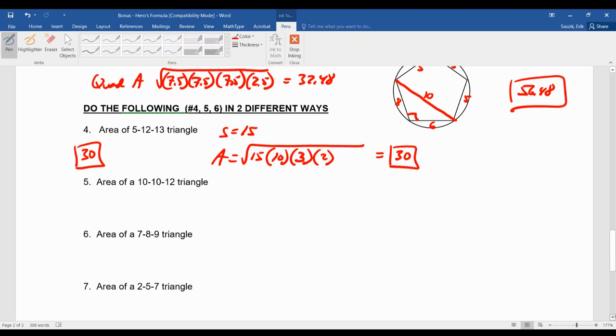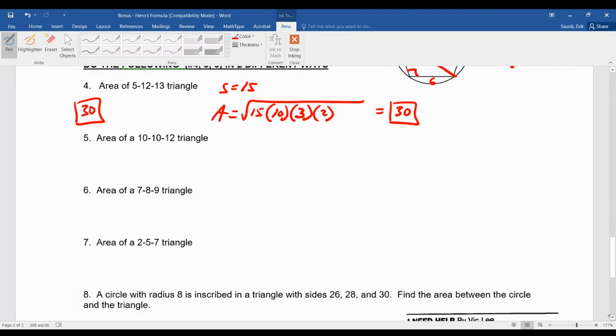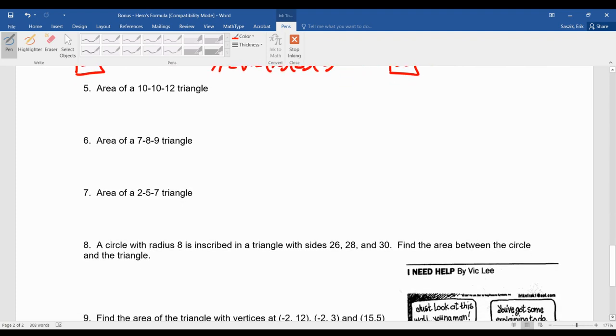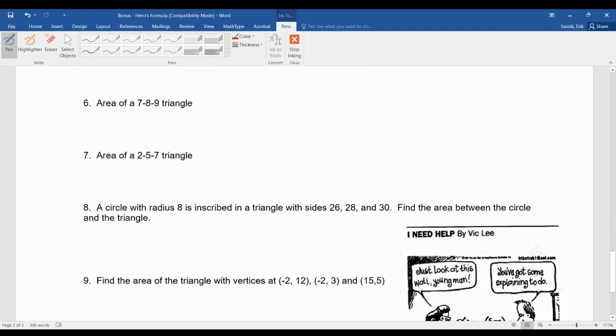Okay. Your homework is going to be the following problems. The instructions said to do the following in 2 different ways. You don't have to do it in 2 different ways, okay? Just one way is fine. And I would like you to think of Hero's or Brahmagupta's where applicable. I would like you to do problem 6, problem 8, and problem 9, okay?